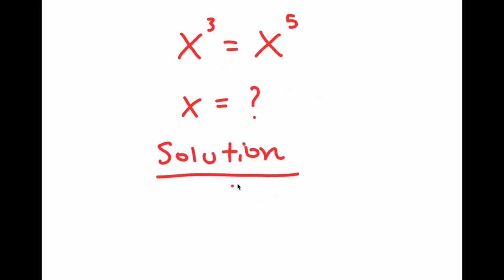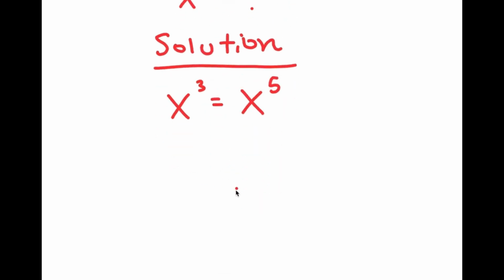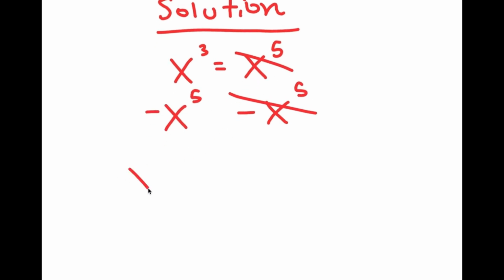I'm going to rewrite my equation down here so I have a little more solving space. So my equation, x to the power of 3 is equal to x to the power of 5. And what I'm first going to do is subtract x to the power of 5 on both sides. So these two cancel out, and I get x to the power of 3 minus x to the power of 5 is equal to 0.